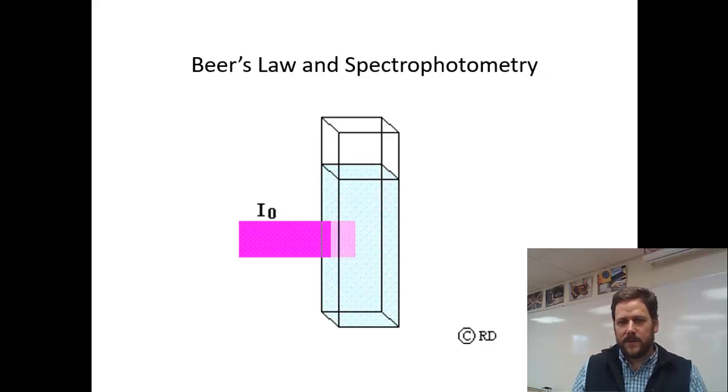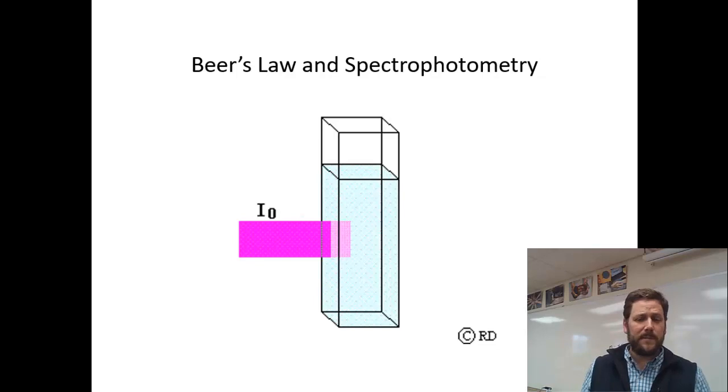Hi everyone, the purpose of this video is to introduce spectrophotometry, which is an important lab technique we use a lot in this class. Spectrophotometry is a type of spectroscopy, where spectroscopy is just the study of how light and matter interact, and spectrophotometry is about measuring quantities of light as they interact with matter.